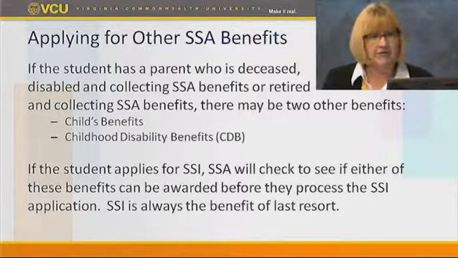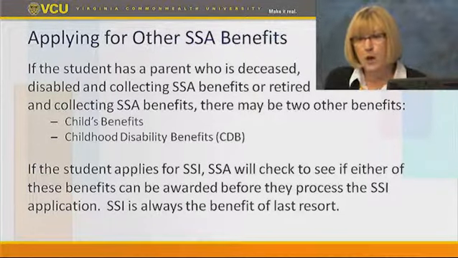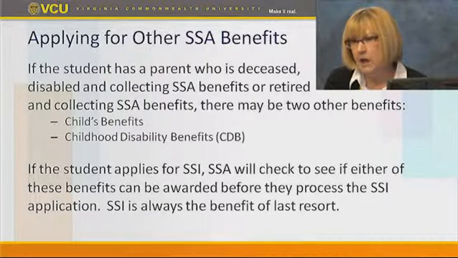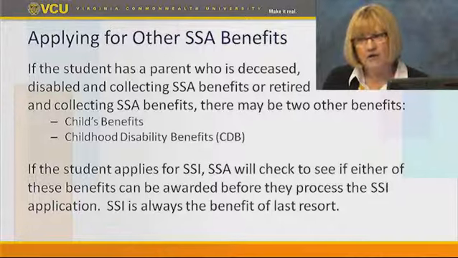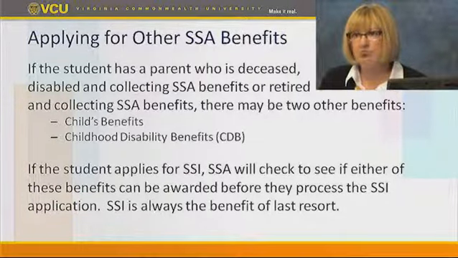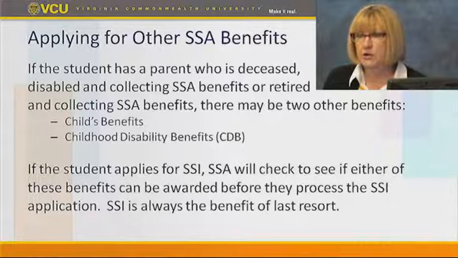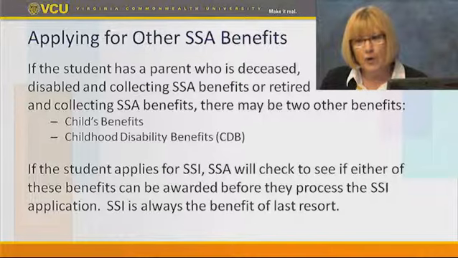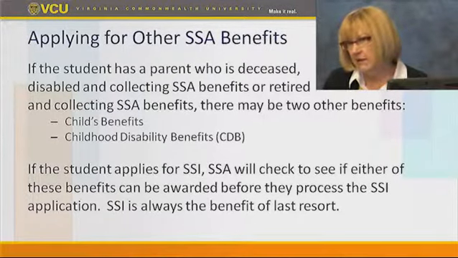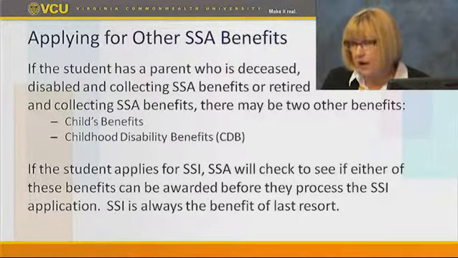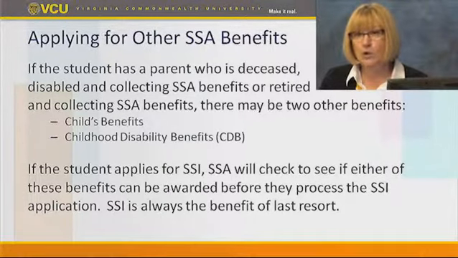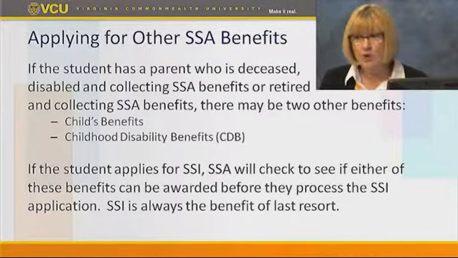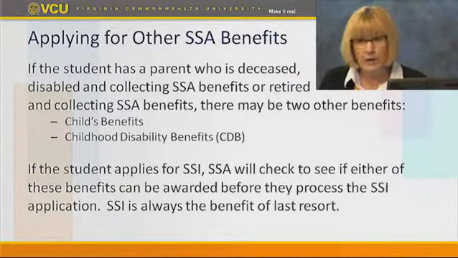Well, what about applying for other Social Security benefits? Well, the only other benefits available to young people through Social Security are benefits that you draw off of a parent. If you've watched the other webcast that gives the overview, you'll remember that child's benefits and childhood disability benefits are only afforded to students who have a parent that is now deceased, or is retired and collecting Social Security, or who is disabled and collecting Social Security. So if you know of families that are in that position, by all means go and apply.